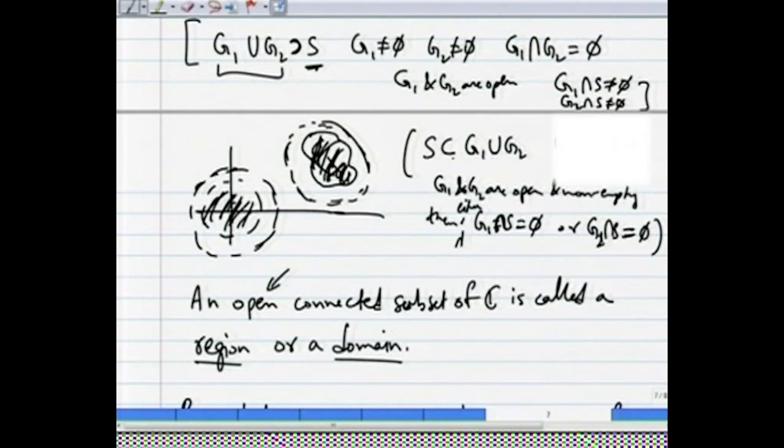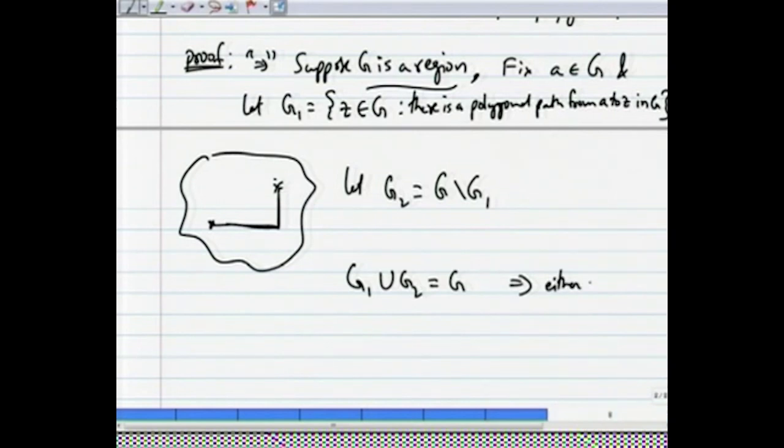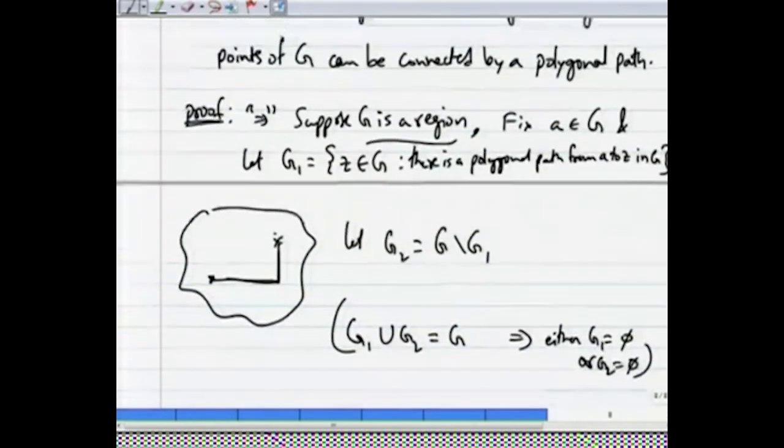If S is connected and you are able to write it to be contained in G 1 union G 2, where G 1 and G 2 satisfy all these conditions, then one of these has to be empty. So, if we show that G 1 and G 2 are open, then G 1 union G 2 is G, and G is connected, G is a region. So, this will imply that either G 1 is empty or G 2 is empty. That is the strategy. This is a standard way of using connectedness.